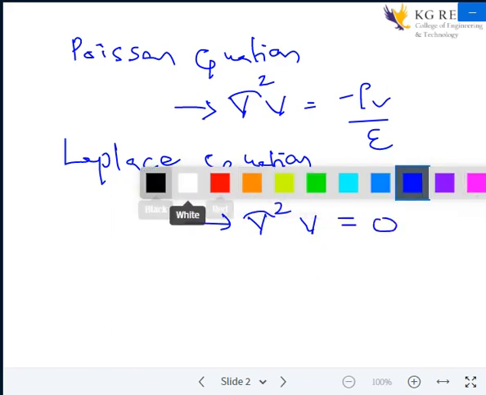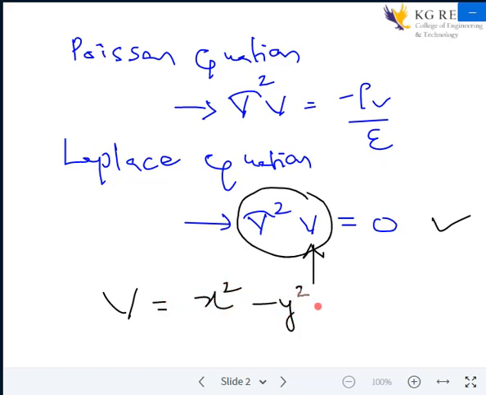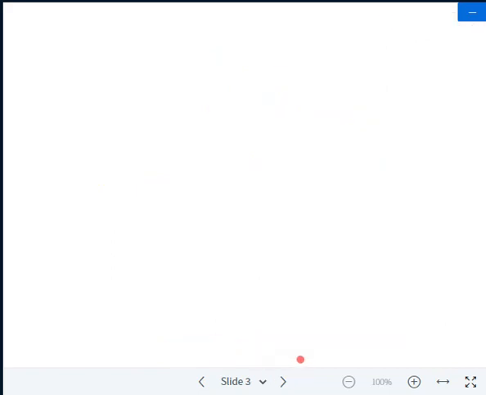Today I have given the equation of a voltage V. If we do del square for that equation and we get a 0 result, then it means that we have satisfied the Laplace equation. Otherwise we have not. Once again, the equation is V equal to x square minus y square plus z square. What we need to do is the operation del square V. Let me solve this.